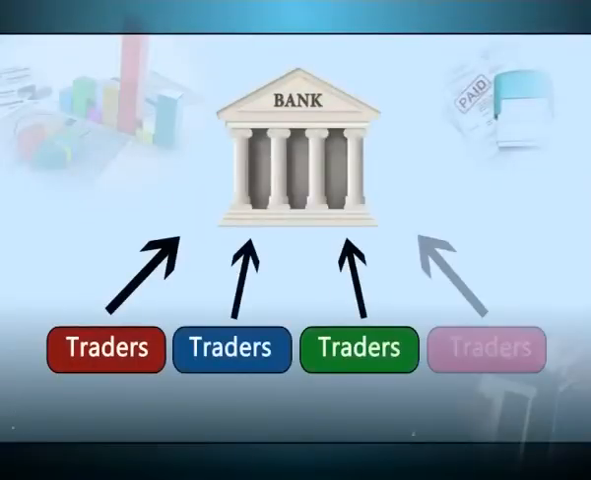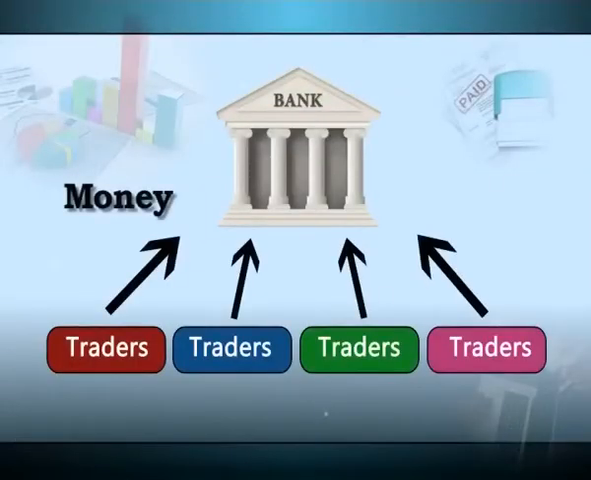What really happens in the market is that there are different traders doing the same kind of business, and they are all in need of money. So they approach a bank to take some finance. The bank says, fine, we are ready to give you the money, but we want some security. So what happens over here?